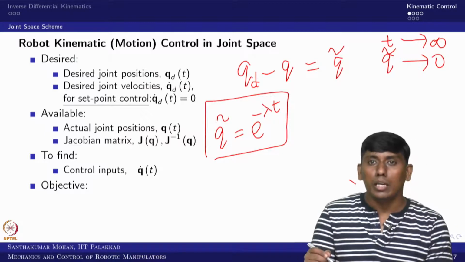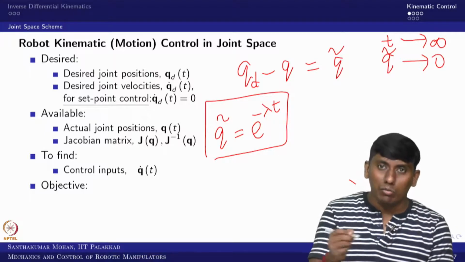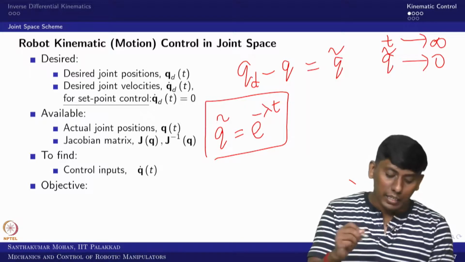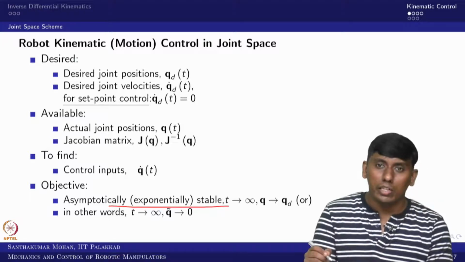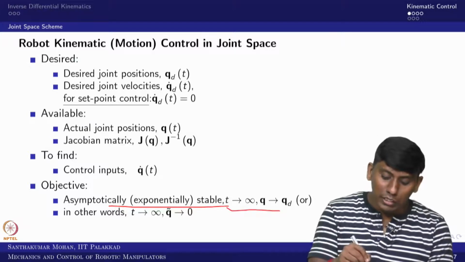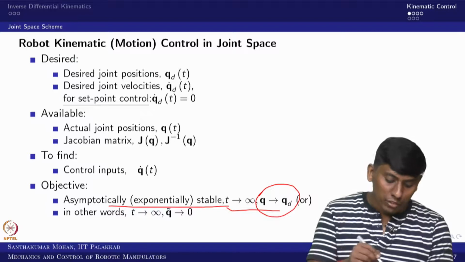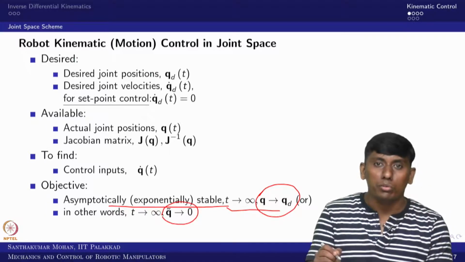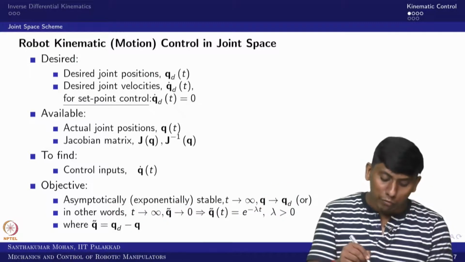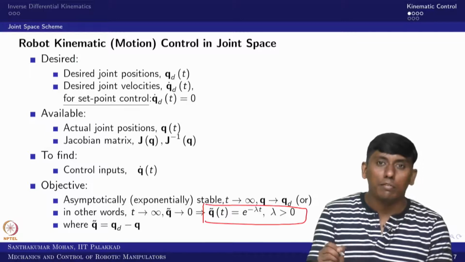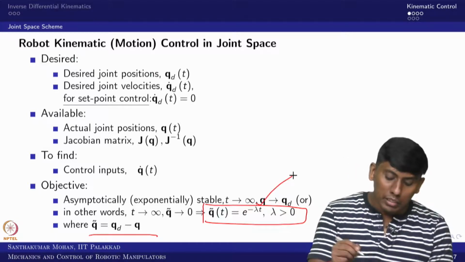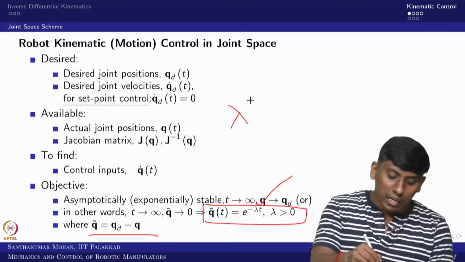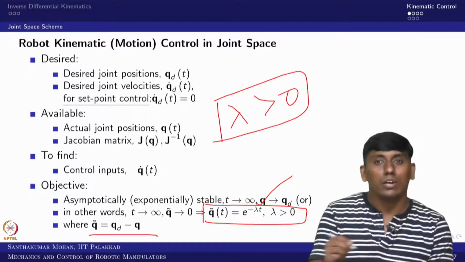So you can do this in a simple aspect. For that we are saying that it is exponentially stable. When T tends to infinity, the Q tends to Q desired. In the sense, Q tilde is supposed to go to 0. So the Q tilde we defined in this way, where Q tilde is defined as Q desired minus Q. This can be incorporated, provided the lambda is a positive constant.